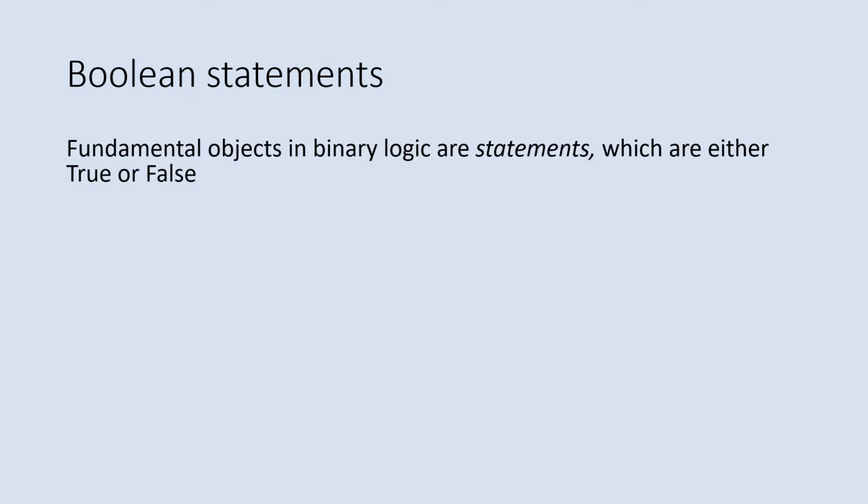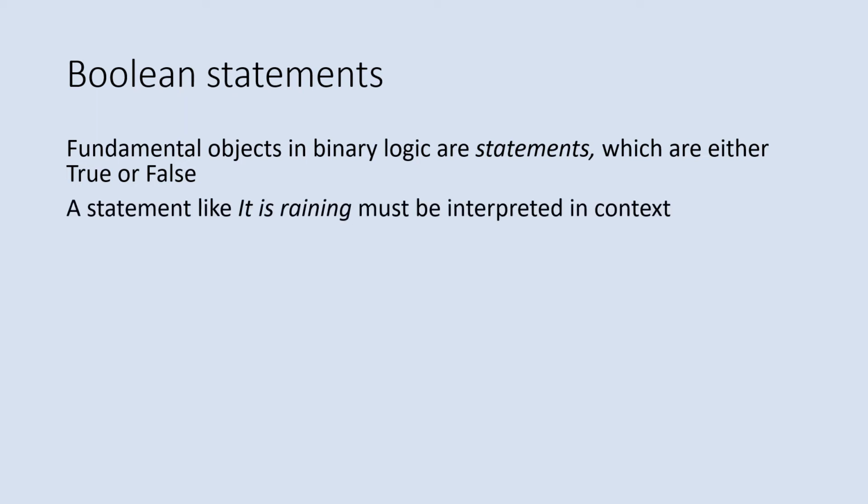Boolean statements are these fundamental objects in binary logic that are either true or false. The idea of it being true or false is, if you think about a statement like "it is raining," you have to interpret that in some kind of context. "It is raining" could mean it is raining here right now. It could mean it is raining somewhere right now. There are issues with how much water falling from the sky allows us to consider that it is raining. So the contextual issues of a statement like "it is raining" can actually make it not so clear whether the statement is true or false.